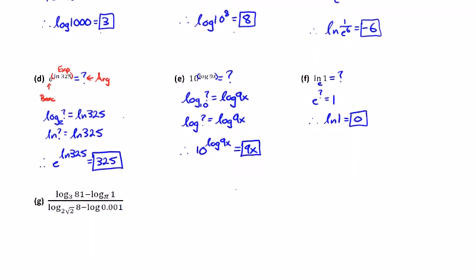One final example: log base 3 of 81 minus log base pi of 1, divided by log base 2 square roots of 2 of 8 minus log of 0.001. So this is not just a single logarithmic expression or a single exponential expression. This is some sort of ratio involving the difference of two logs. So what I'd really like to do is isolate the individual log statements within the overall ratio here and look at them individually.